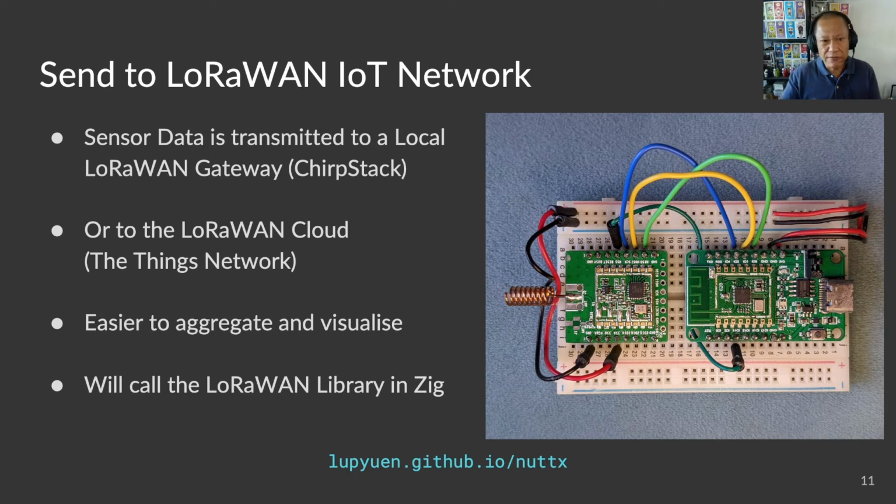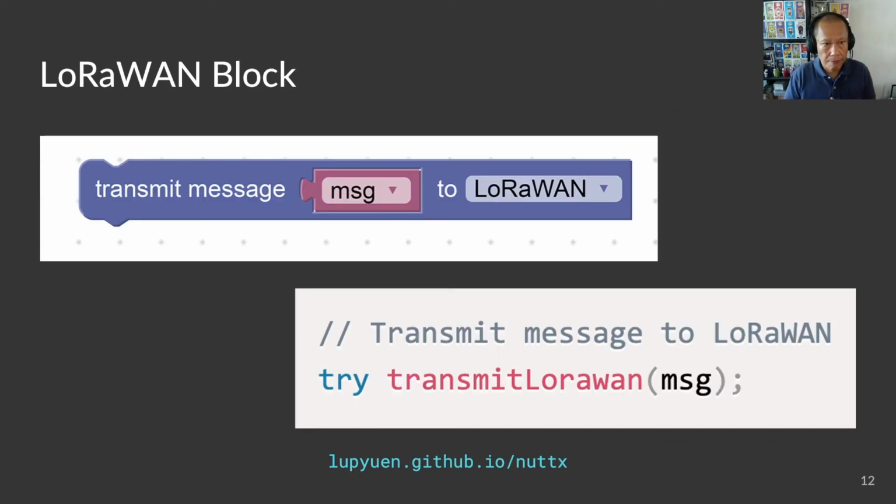We might expect to send 50 bytes in a packet, though to minimize packet loss, we should probably send 10 bytes in a packet. We can send our sensor data to a local LoRaWAN gateway, like ChirpStack, or to a LoRaWAN cloud, like The Things Network, which is free to use worldwide, assuming there's coverage in our area. Our sensor data will be aggregated for easier analysis and visualization. This block transmits a message to LoRaWAN, and it will generate this Zig code. Transmit LoRaWAN will call the LoRaWAN library in C.